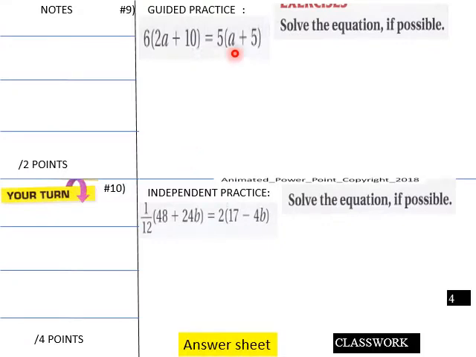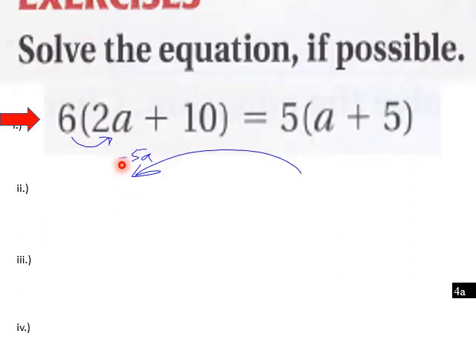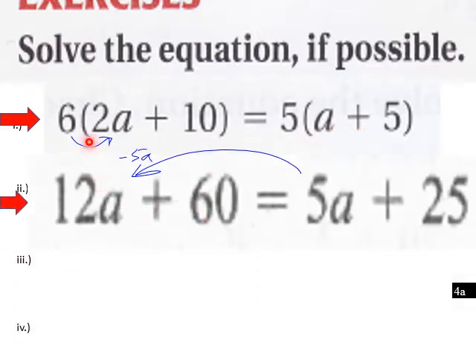So let's try one of these. Let's try our guided one up here, then this one down here is yours. So solve the equation if possible. Same thing up top. Solve the equation if possible. 6 times quantity 2a plus 10 equals 5 times the quantity a plus 5. So we have 12a plus, see, 6 times 10 is 60. 12a plus 60 equals 5a plus 25.